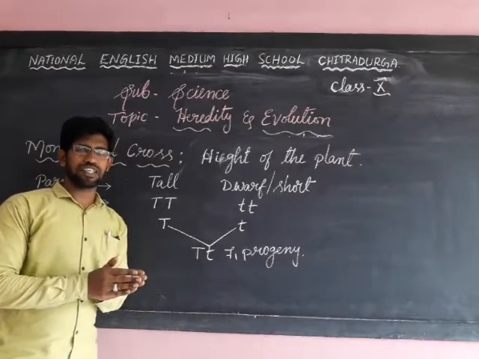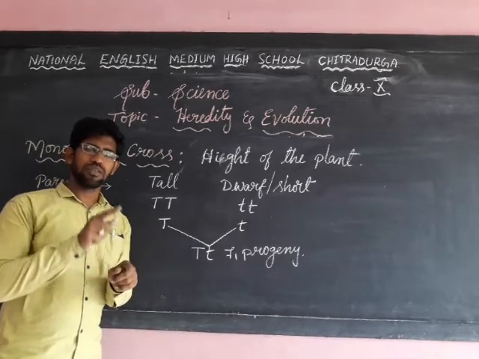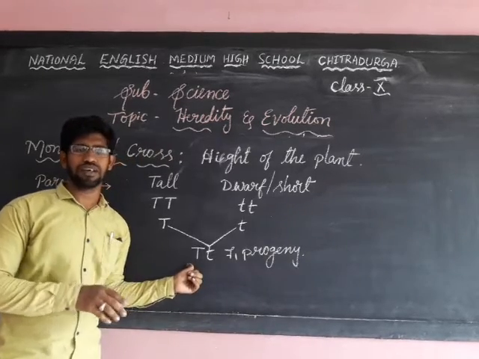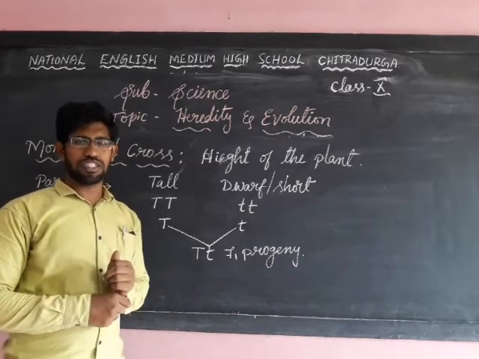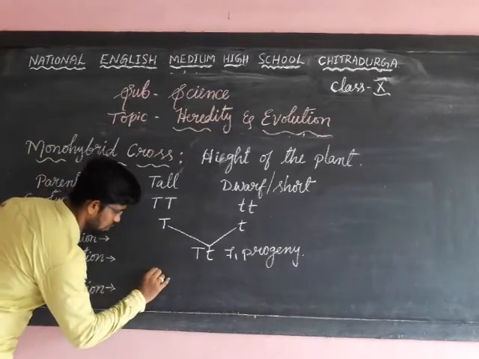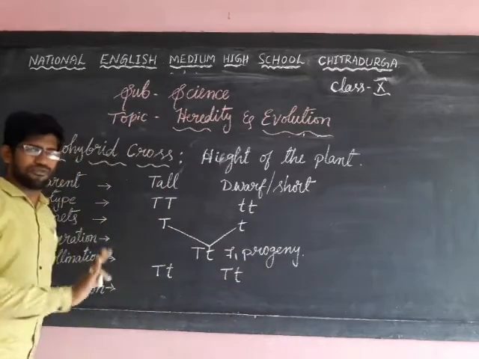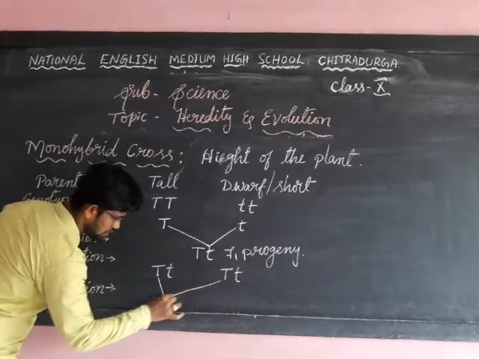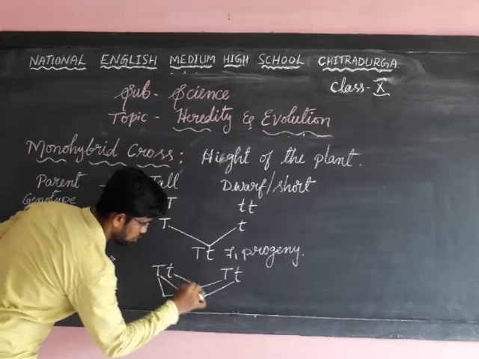So after the F1 generation, when we leave them for self-pollination, meaning the male and female both have the same characteristics, when they are self-pollinated we will get 4 progenies. Let me see how. When we let them self-pollinate, capital T small t and capital T small t of the same F1 generation, they will give 4 progenies.